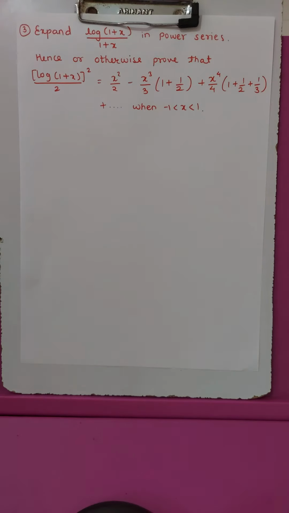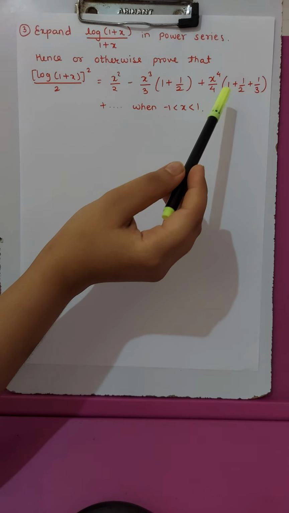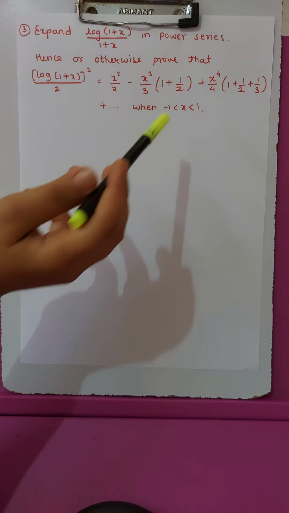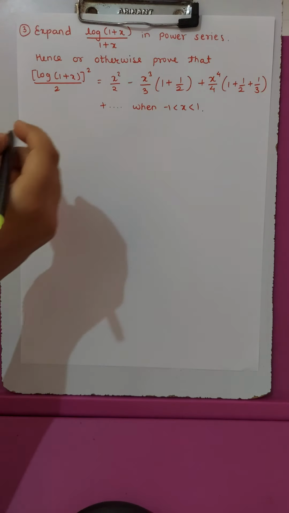So the last example is: expand log of (1 plus x) upon (1 plus x) in power series, hence or otherwise prove that (log of (1 plus x)) whole square upon 2 is equal to x square upon 2 minus x cube upon 3 in bracket 1 plus 1 by 2, plus x to the power 4 upon 4 in bracket 1 plus 1 by 2 plus 1 by 3, and so on, for mod x less than 1.